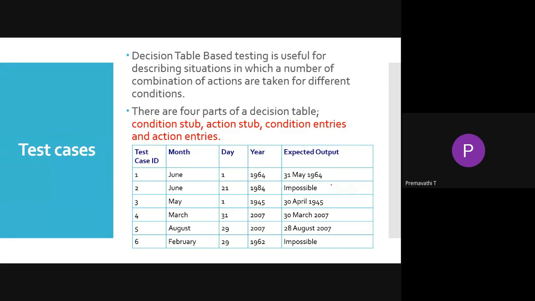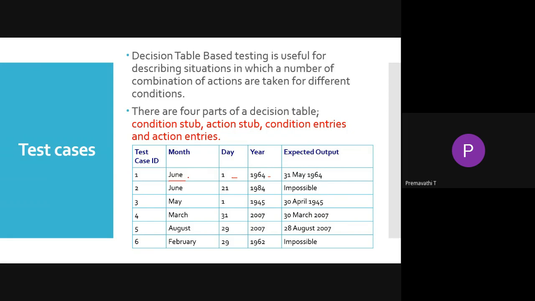According to the equivalence class for boundary value analysis, we have to set the input for the values between those months, and there are n number of possible cases. I've given only six cases here. So this is the month, this is the day, then this is the year. Month you can take as a string or integer.